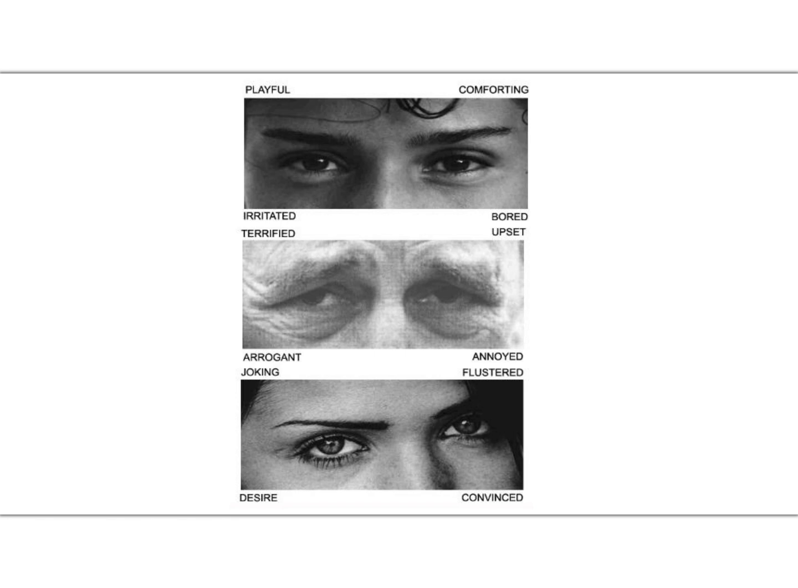So to start off, just take a look at these images. They are three different images. This is the first one. It's just a set of eyes, and there are four options: playful, comforting, irritated, and bored. So just spend some time looking at these eyes, the first picture, and try to identify what emotion you think is being displayed in the eyes.